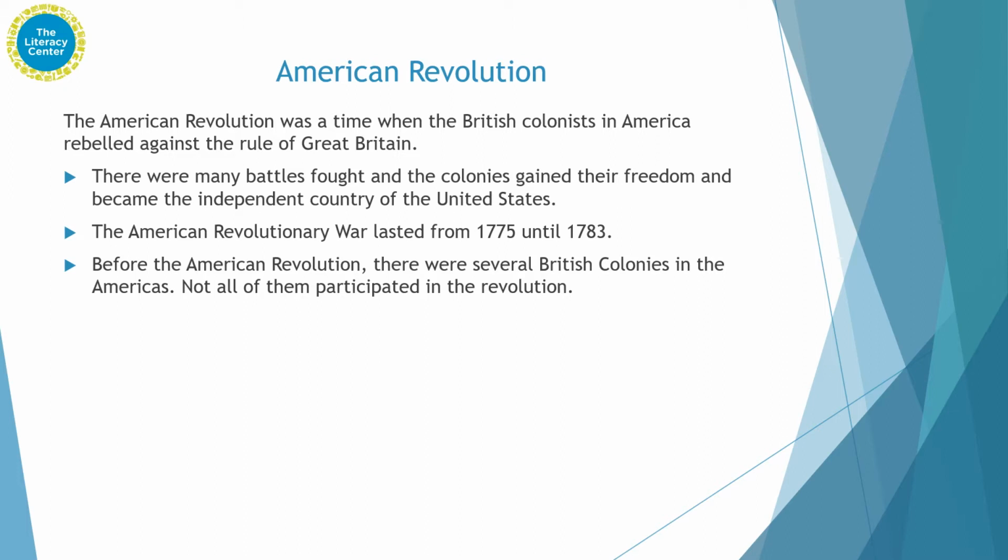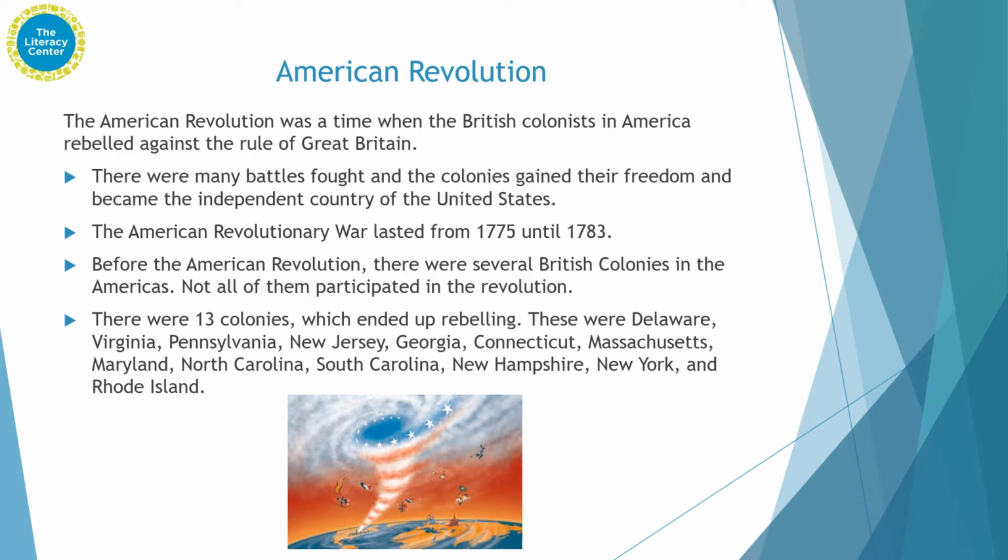Before the American Revolution, there were several British colonies in the Americas, as we learned in our last tutorial, and not all of them participated in the Revolution. There were 13 colonies, as we know already, which ended up rebelling. These were Delaware, Virginia, Pennsylvania, New Jersey, Georgia, Connecticut, Massachusetts, Maryland, North Carolina, South Carolina, New Hampshire, New York, and Rhode Island.